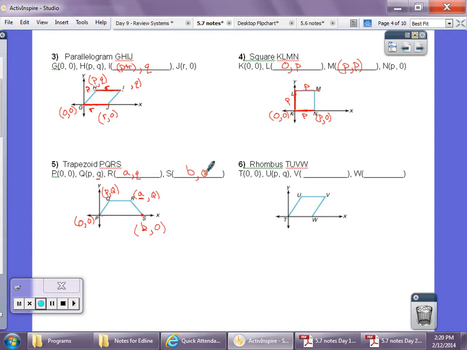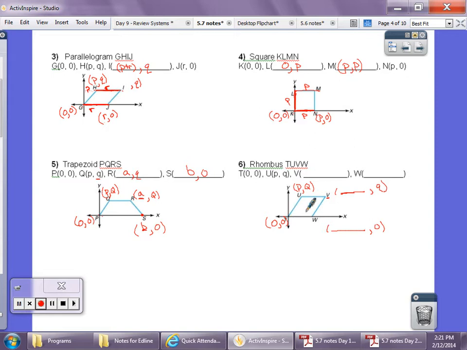And then we get to our rhombus. Well, we know that this is 0, 0. And we know that U is P, comma Q. What we know about V is it has the same Y value as U. They're the same height. So we know that the Y value is going to be Q. But we don't know the X value, and we know that W's Y value is going to be 0 because it has the same Y value as T. So now we can figure these out.